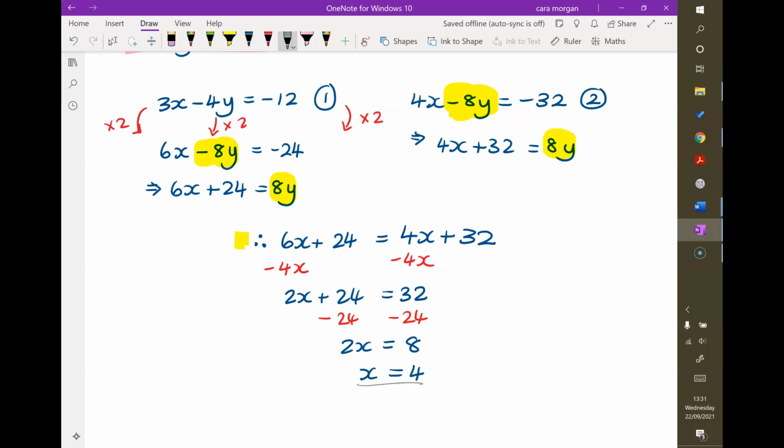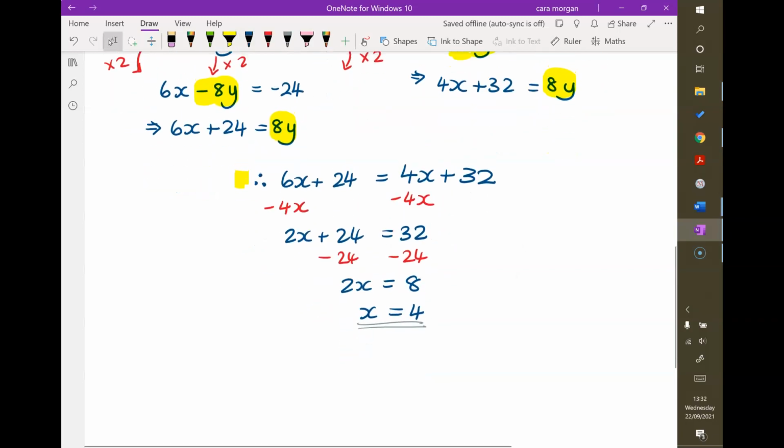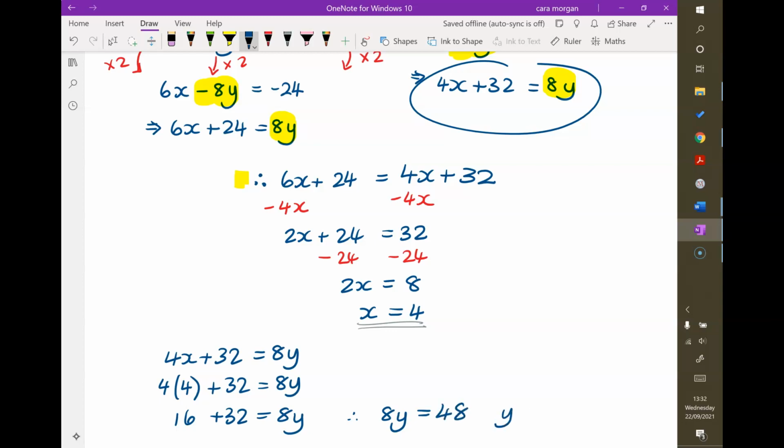Okay, good. Now let's find the value of y. I've been told a number of things, so I've got lots of different relationships here. I think I'm going to choose this one up here: 4x add 32 is equal to 8y. I could simplify this if I wanted to, but I'm just going to literally substitute in what I've got. I've got 4 lots of 4, because x was equal to 4, add 32 is equal to 8y, which means 16 add 32 is equal to 8y. Therefore, 8y must be equal to 48 and y must equal 6.